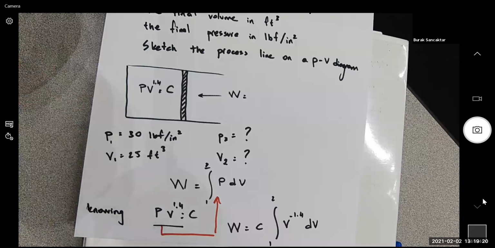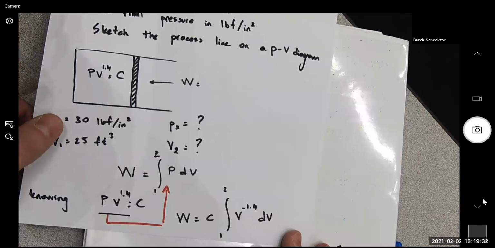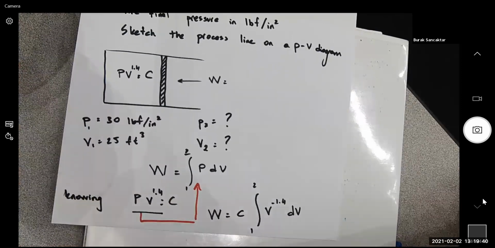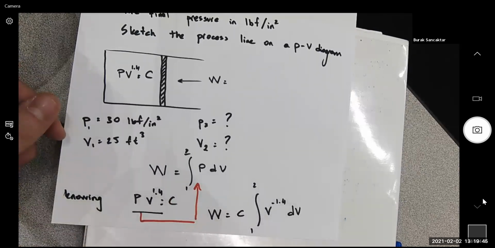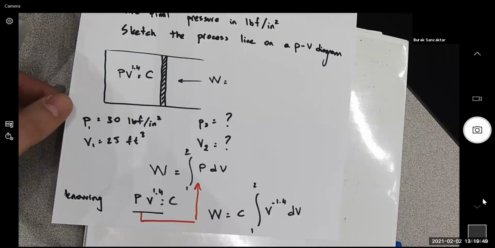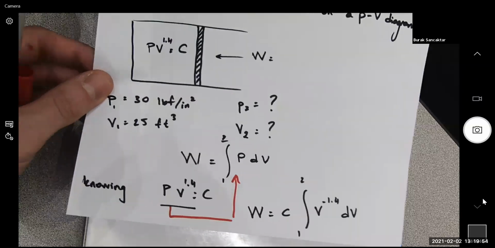Take it outside. The inverse of V to the power of 1.4 will be V to the minus 1.4, right? And what we have is work equals constant times the integration from state 1 to state 2 of volume to the power of minus 1.4 dV.